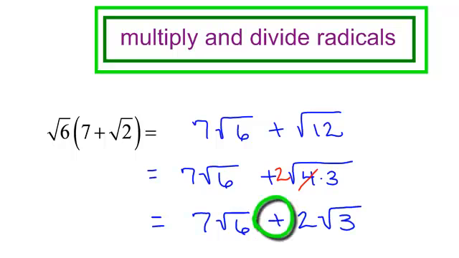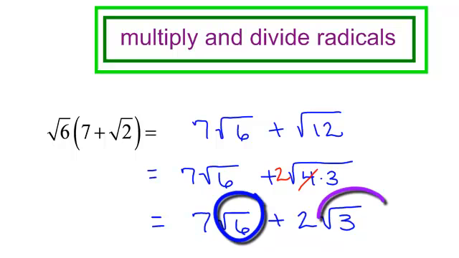Now I am adding these. We haven't gotten into adding radicals yet, or maybe you have. Maybe you've watched that video first. But I can only add and subtract radicals if they are like radicals. This is a radical 6. This is a radical 3. They are not alike. You are done.